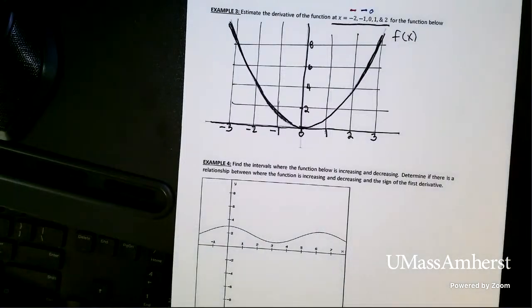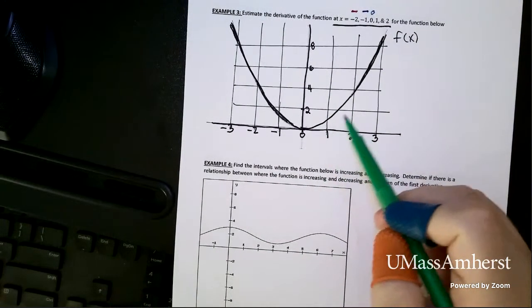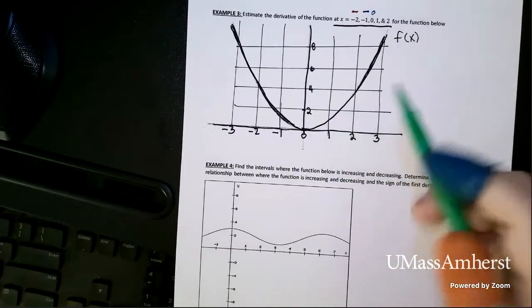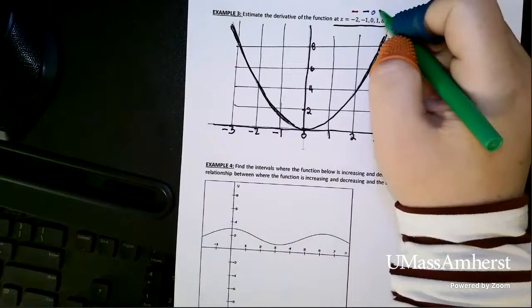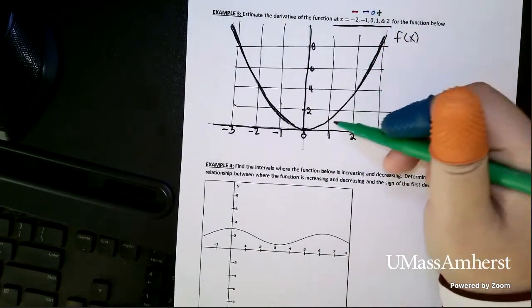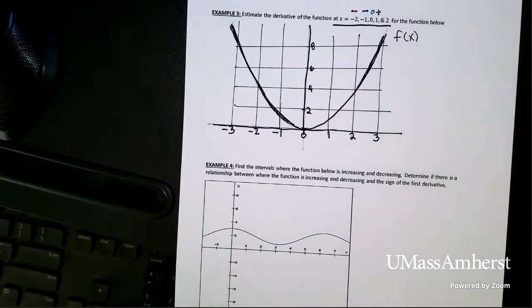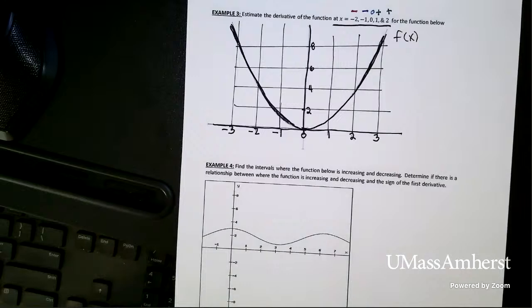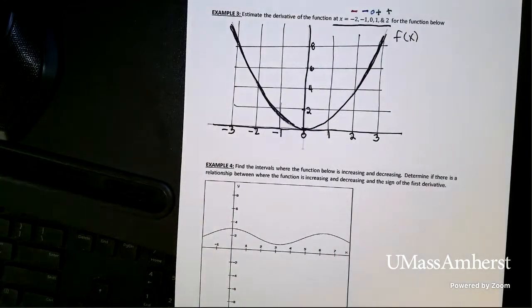At 1, if I think about the tangent line, it goes in the upward direction from left to right. So that's going to have a slope that is positive. And then at 2, again, it's going to go up from left to right. So that one will also have a slope that is positive. So that's what we were doing last time.